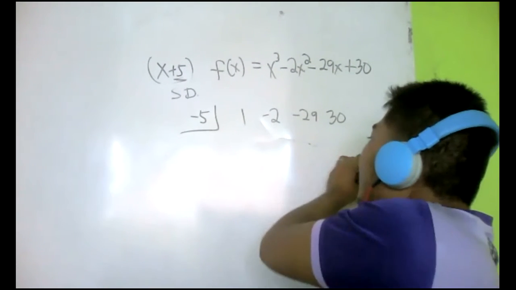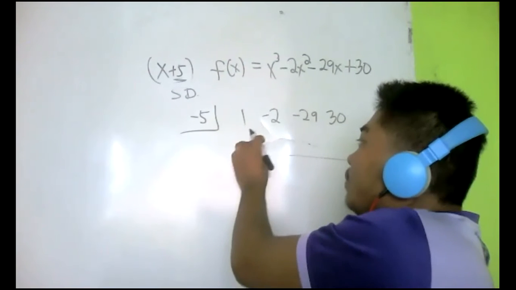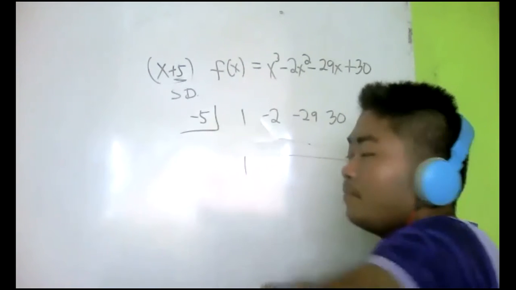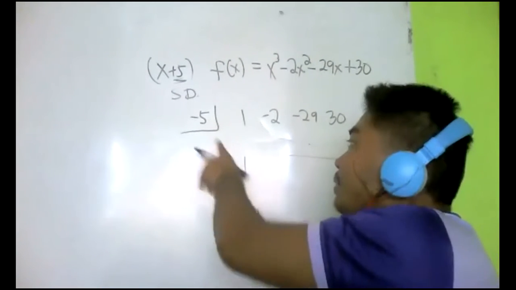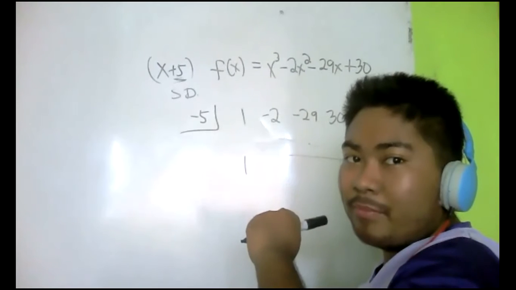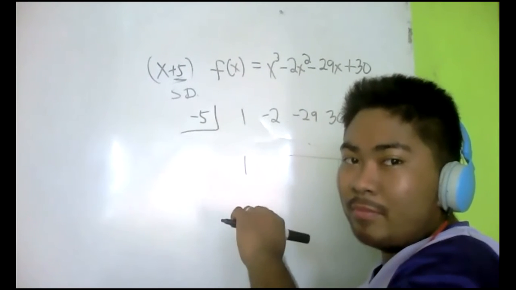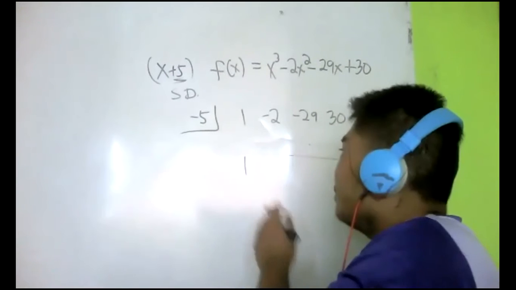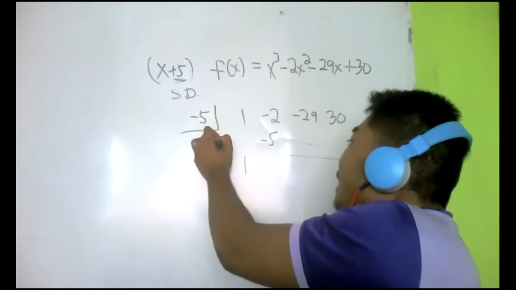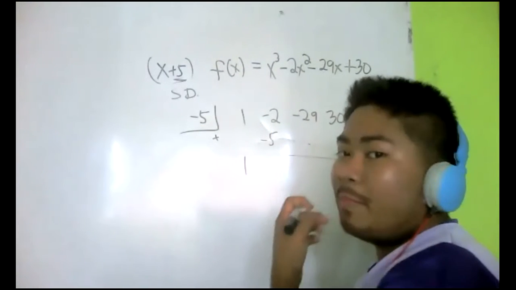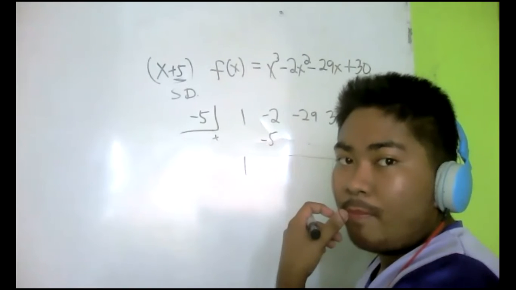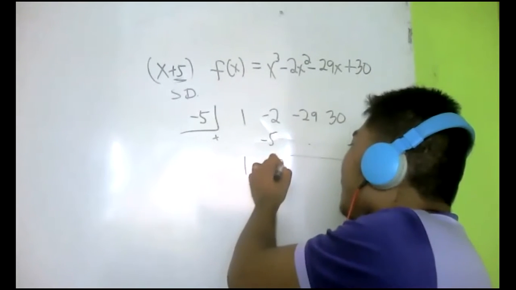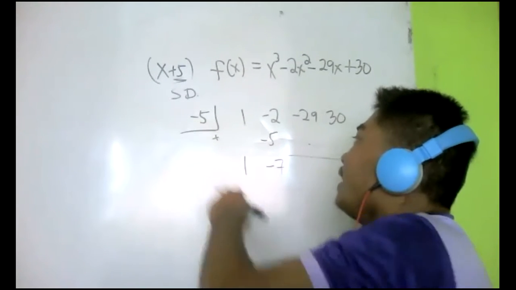Anong gagawin natin using synthetic division? Bring down the first term. That is 1. So, 1 times negative 5 is negative 5. And then add negative 2 plus negative 5, that would be negative 7. Negative 7 times negative 5.